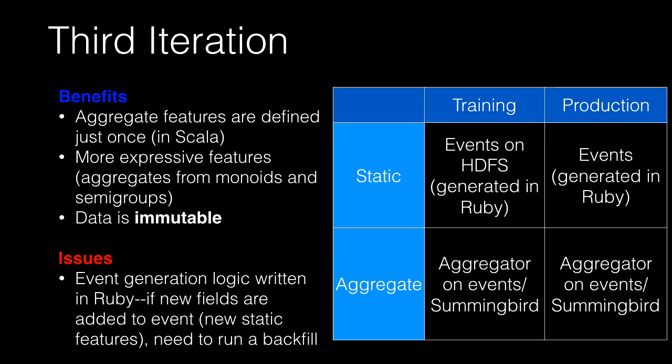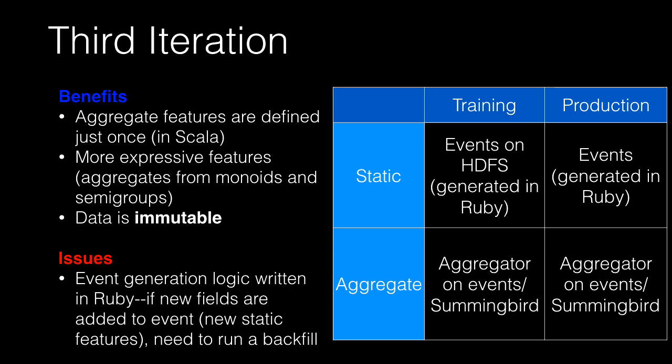And then for aggregates, we're again operating on the same stream of identical Thrift events. It just happens to be the case that in training, these events are serialized in Parquet on HDFS, and in production, these events are coming in over the wire. But in both cases, you're writing code once in Ruby for static features, and once in Scala for aggregate features. One advantage of the system as well is because we're using Summingbird and Algebird, we have far more features that we can express. Essentially, any aggregate that satisfies a monoidal composition law can now be used.